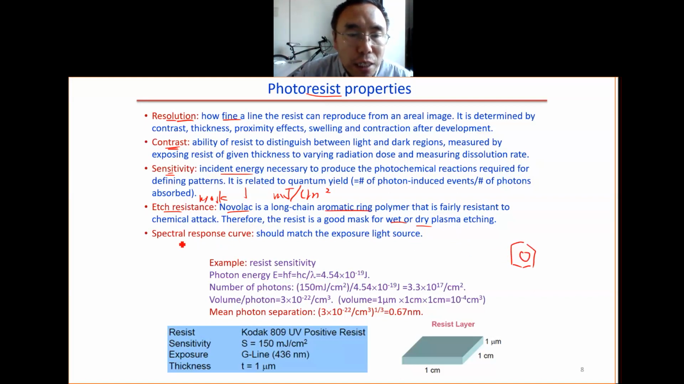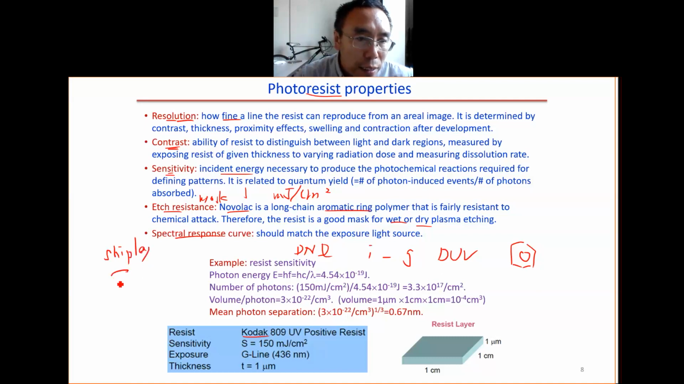We also want the resist to have the right spectrum response. For example, DNQ is good for the I line and the G line, but not good for deep UV light. Now I will give you some idea of how many photons we need to expose the resist. Here the resist is called Kodak, but nowadays nobody uses Kodak. Now we use resist from Shipley and AZ, which are the most popular resist companies nowadays. But we take Kodak as the example.